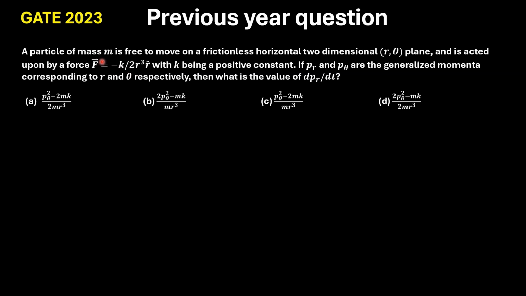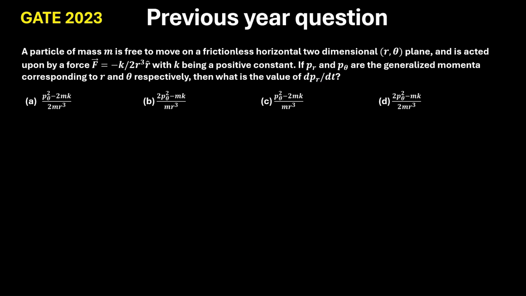In this question, we are given a particle of mass m, which is moving in a frictionless 2-dimensional r theta plane, and it is acted upon by a force, and this force is a central force. If p r and p theta are the generalized momenta, we have to find out the derivative of p r.